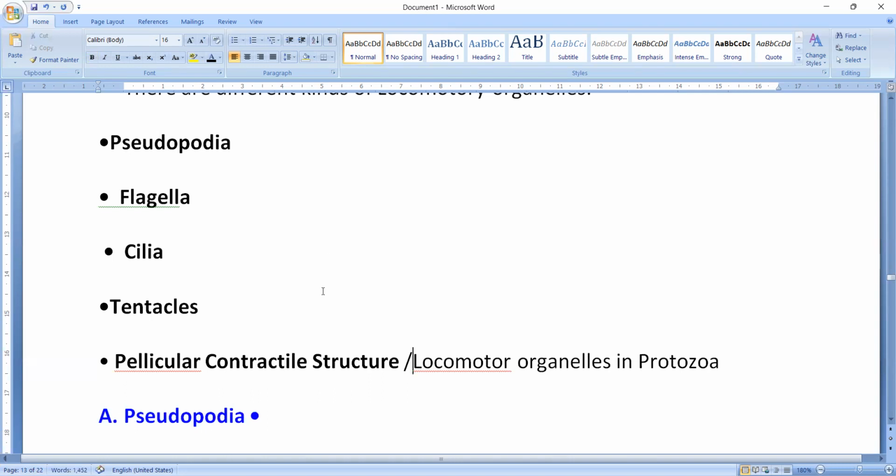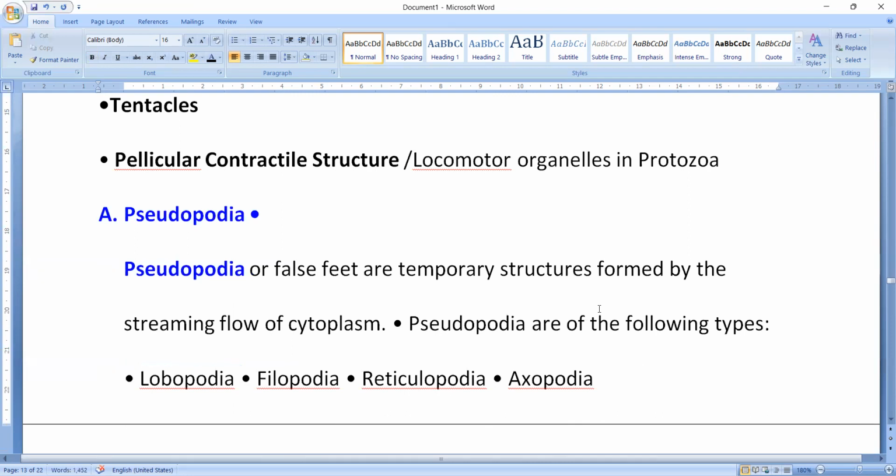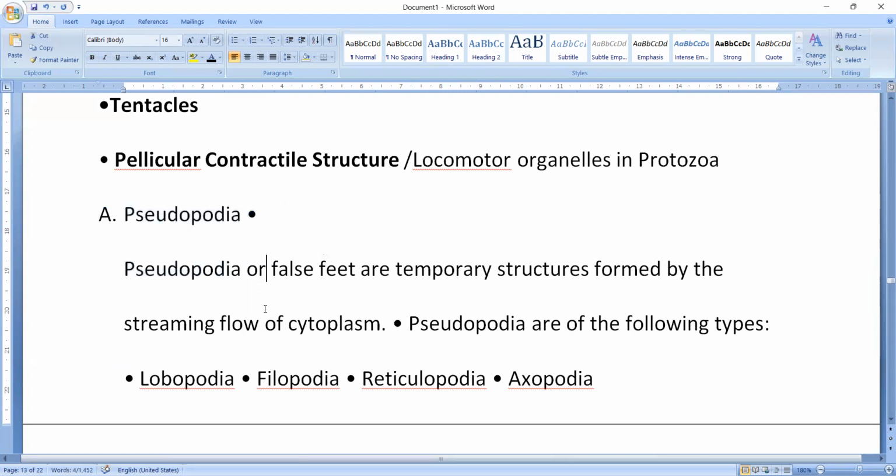So the first one is pseudopodia. What is pseudopodia? A kind of temporary outgrowth that is formed to move the organism from one place to another. Pseudopodia are false feet, temporary structures formed by the streaming flow of cytoplasm.